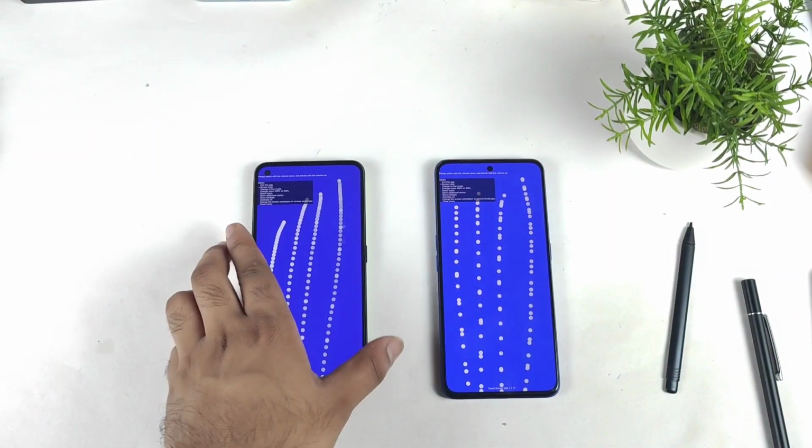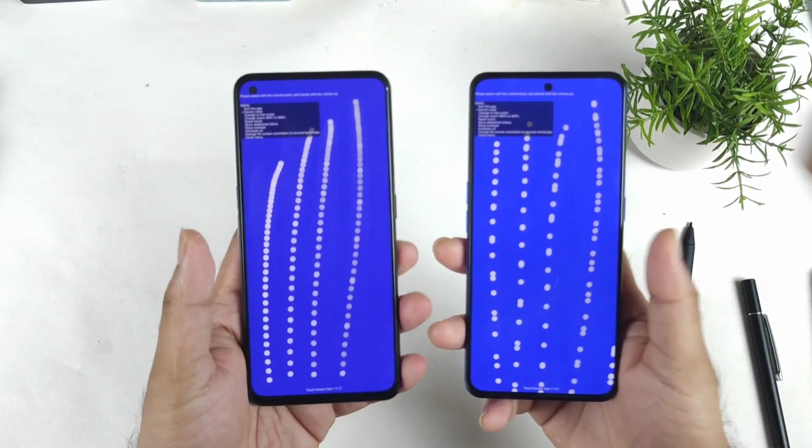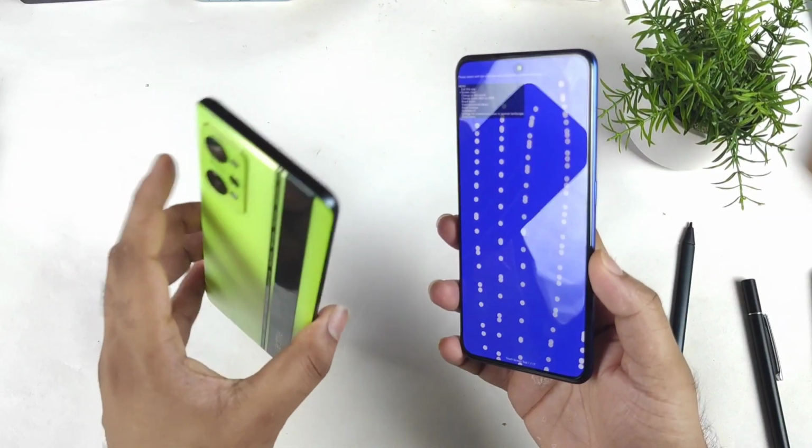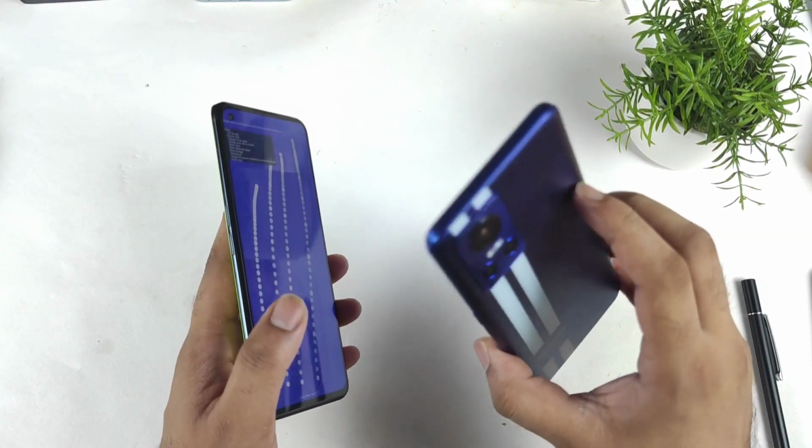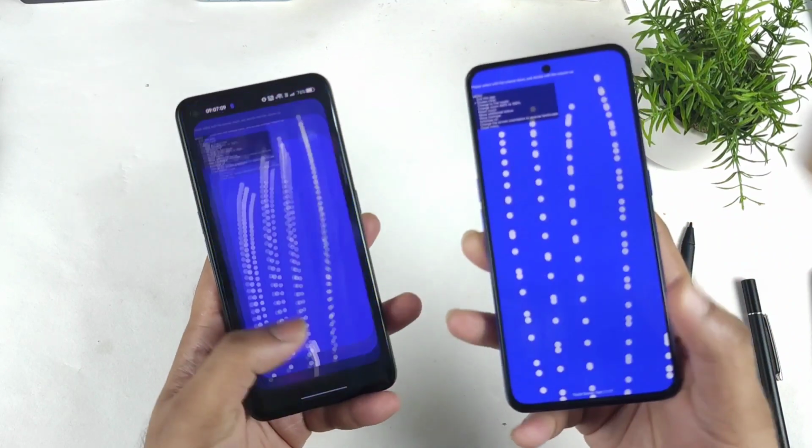So that's it friends, thank you for watching. This is a quick comparison between these both phones regarding the touch sampling rate. Definitely the touch sampling rate in the GT Neo 2 is slightly higher than the GT Neo 3, unfortunately. So that's the case here.